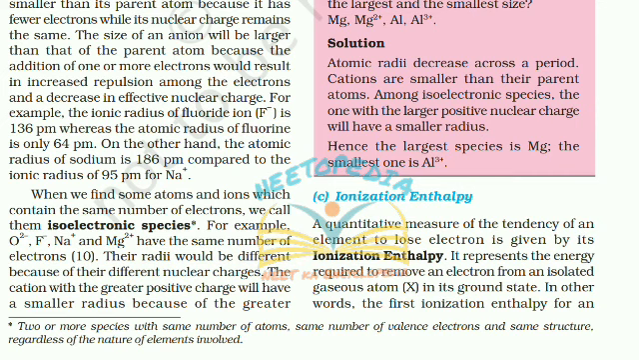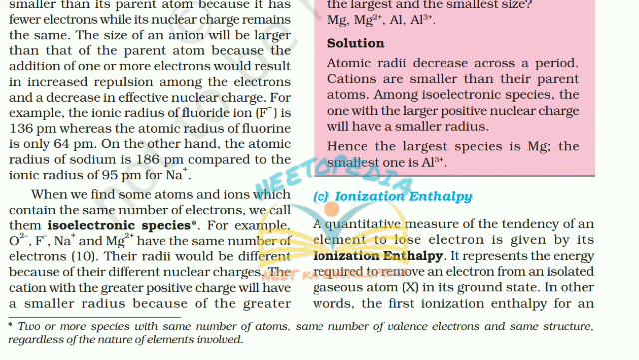When we find some atoms and ions which contain the same number of electrons, we call them isoelectronic species. For example, O2-, F-, Na+, and Mg2+ have the same number of electrons, that is 10. The radii would be different because of the different nuclear charges.